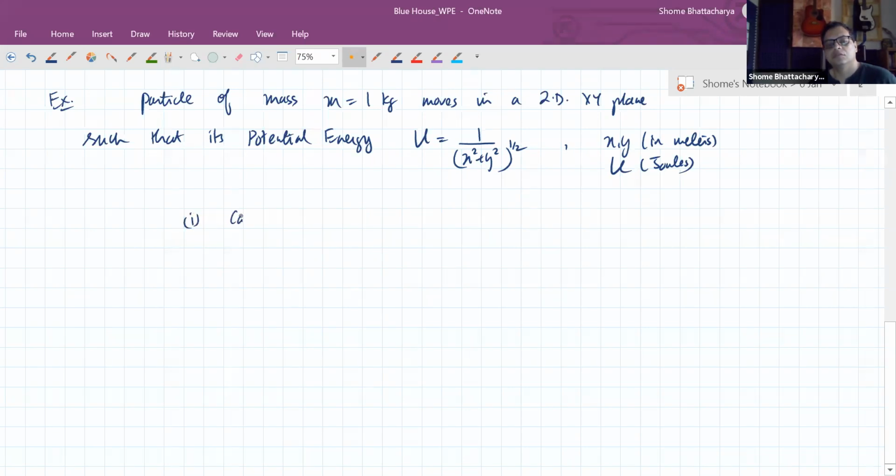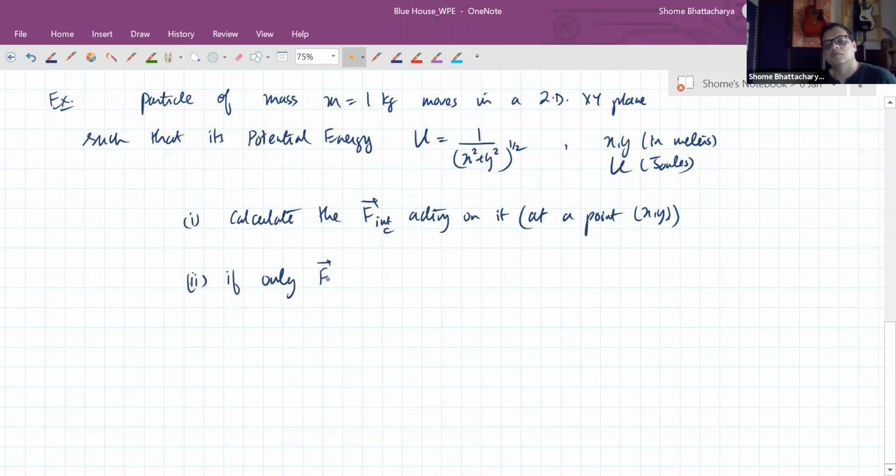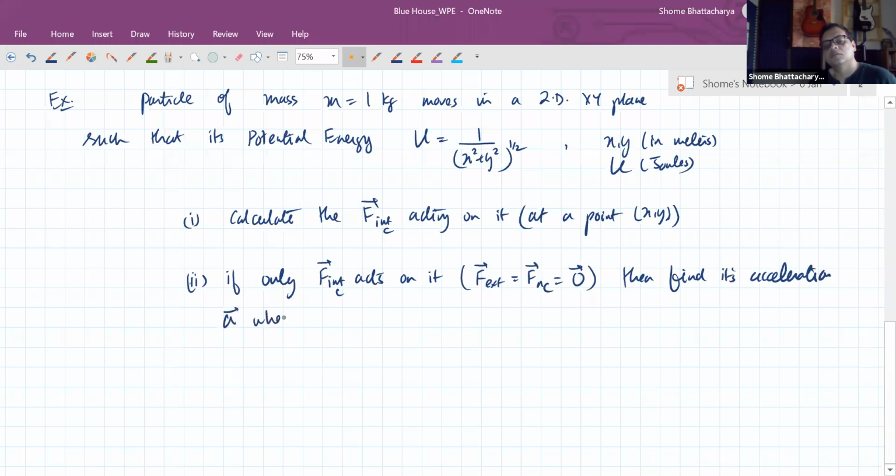So first of all, calculate the internal conservative force acting on it. There are no non-conservative or external forces. Then find its acceleration. So this is what we have to calculate over here. Let's look at this question.